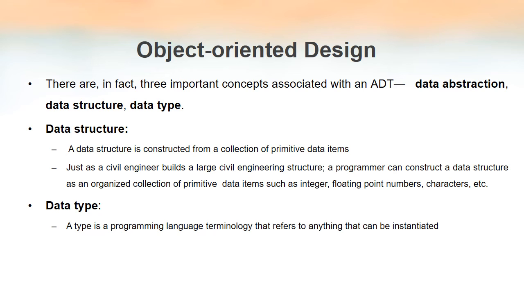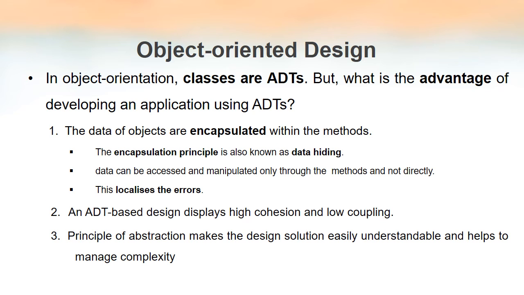Okay, so why did we discuss abstract data type? It is because objects can be considered as instances of abstract data types. So in object oriented design, classes are known as abstract data types. We will discuss classes. Class is a very important concept in object oriented programming languages.